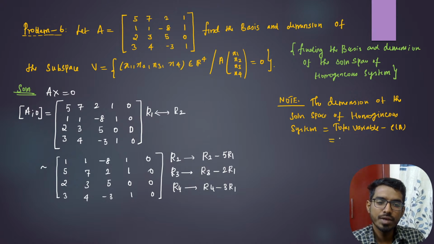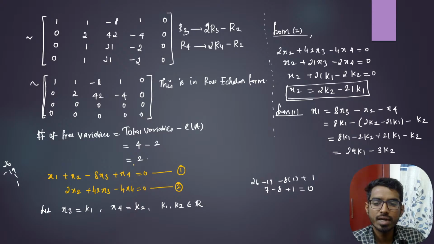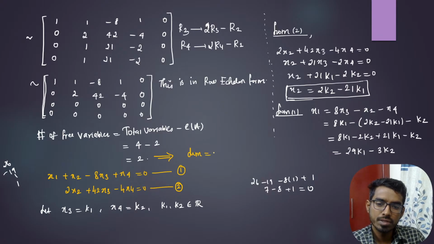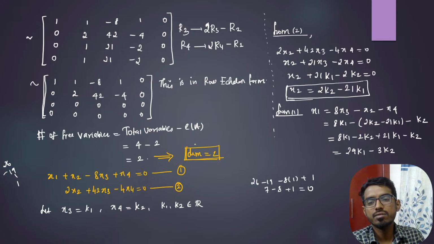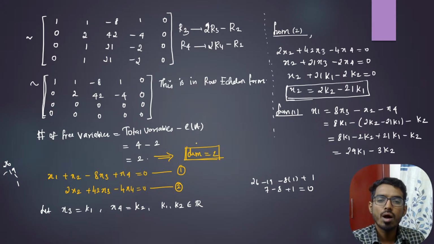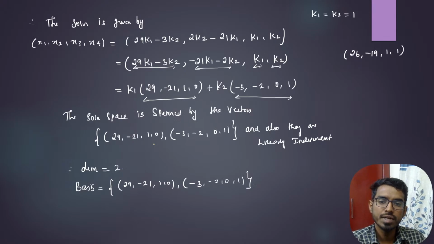That is nothing but the free variables. The number of free variables will give you the dimension. You can see how many free variables there are. There are two free variables, which means the dimension will be equal to 2. From here itself you can have an idea what the dimension will be. See here also, we've said the solution space is spanned by these two vectors, so it has two linearly independent vectors.